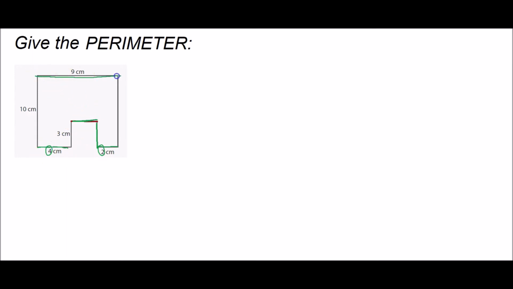Now we know the whole length is 9. Up to here is 4, up to here was 2, so what is this going to be? 4 plus 2 is 6. It needs to equal 9, so 6 plus 3. And this is 3 centimeters.